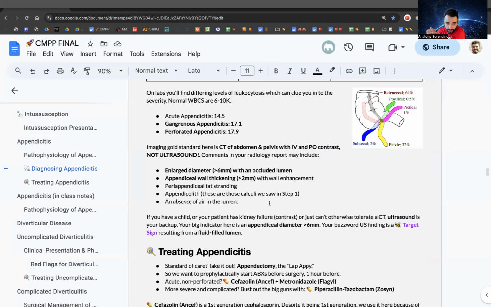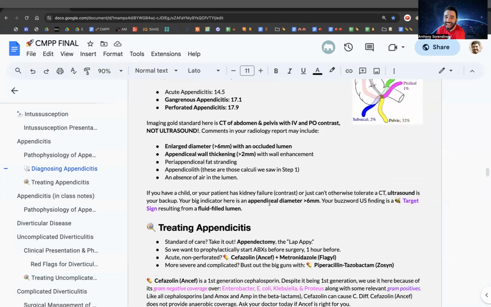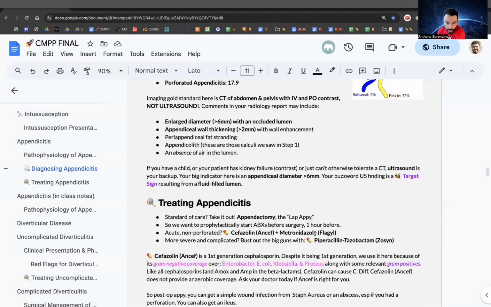Okay, when you get your CT, you want to look for an enlarged diameter, so greater than 6 millimeters, appendiceal wall thickening greater than 2 with wall enhancement. You're going to see fat stranding. You're going to see those appendicoliths, calculi that we talked about, and an absence of air in the lumen.